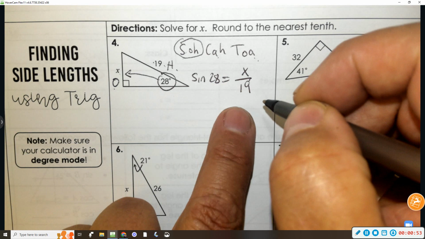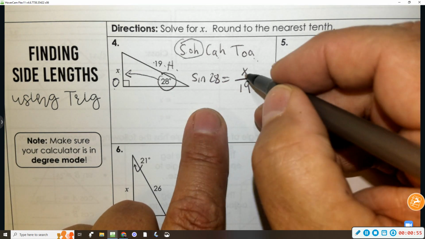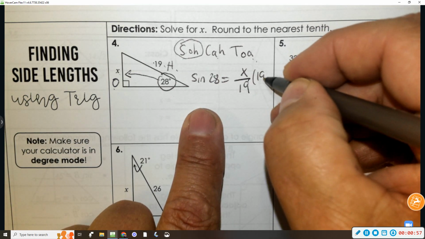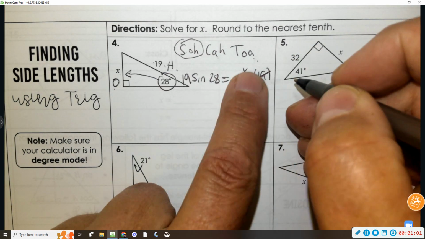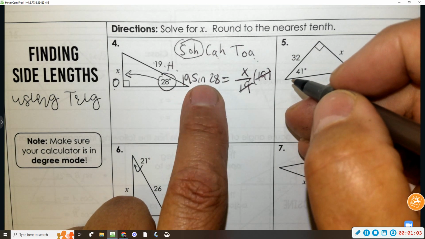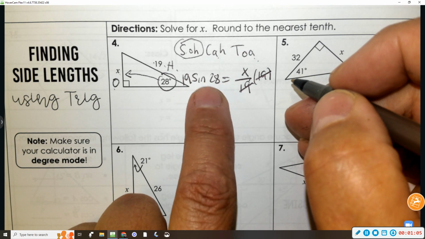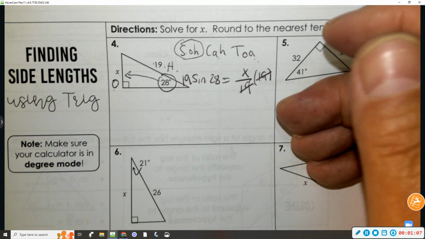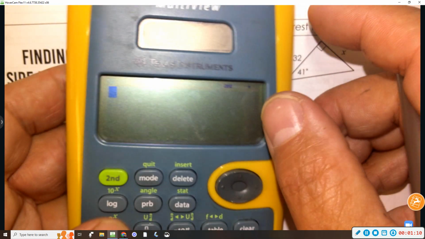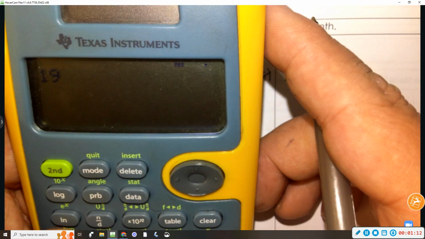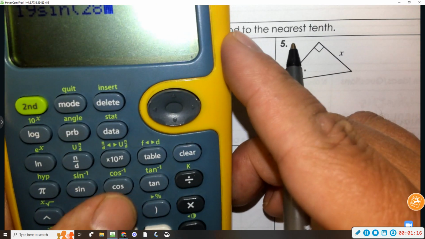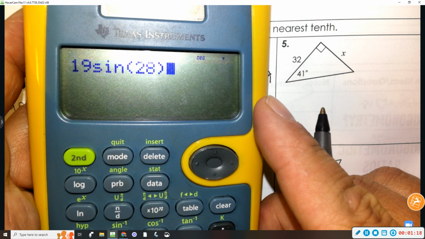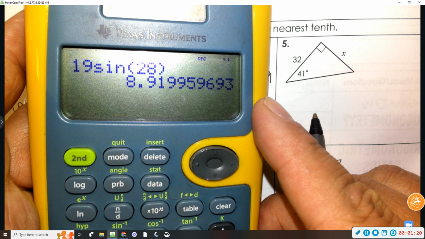And then I solve that and use my calculator. So the opposite of dividing, we're going to multiply both sides by 19. These divide out. Now x is by itself. We're going to use our calculator to solve for x. So just type that in your calculator. So 19 sine 28. Just like that. And the answer is 8.9.